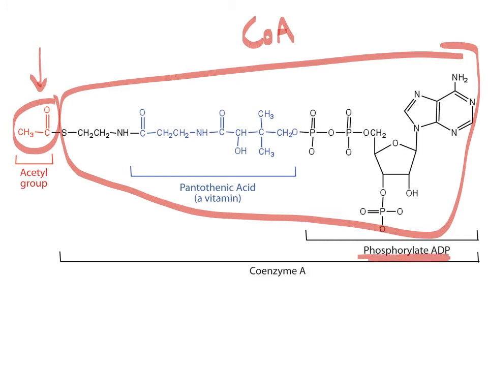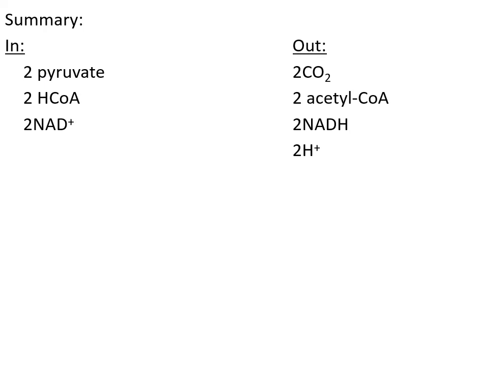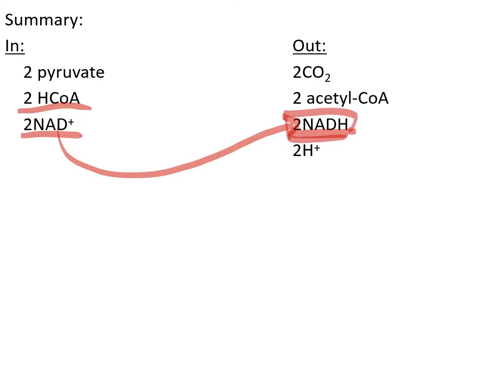All right, so in summary, we went into this with 2 pyruvates. We had our acetyl-CoA and we had our empty electron carriers. The electron carriers became filled, they got reduced, they gained electrons, and now we have NADHs. And remember, this is happening for 2 pyruvates for every single glucose that started into cellular respiration.